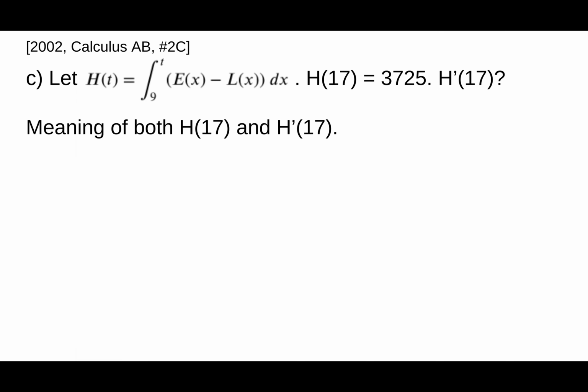In Part C, we are asked to find h prime of 17 and explain its meaning. Given that h of t is the integral from 9 to t of E of x minus L of x dx, and given the information that h of 17 is 3,725, and then to explain the meaning of both. All right, so h prime of 17, by the fundamental theorem of calculus, is just going to be E of 17 minus L of 17, which, it's a calculator active problem, you can use your calculator for this. Turns out to be negative 380.281.